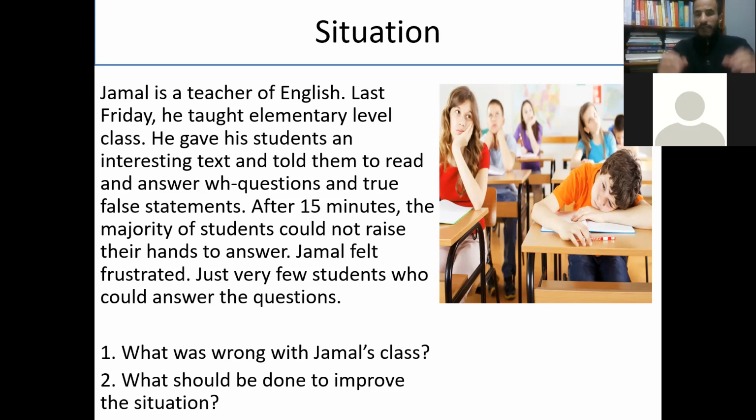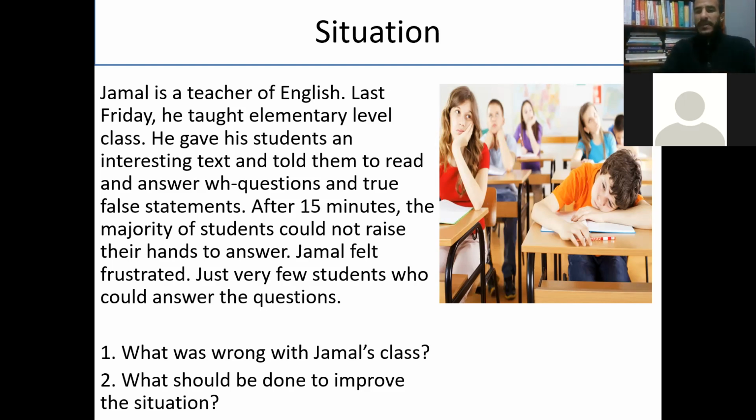So Jamal, from the very beginning, he asked his learners to read the text. My question, do you think it's a good idea to start asking your learners to read the text from the very beginning? Sir. He should firstly start with the title, maybe the picture, doing some brainstorming about the topic. Perfect. So, some pre-reading activities. Well done. Yeah. So what was wrong with Jamal's class?